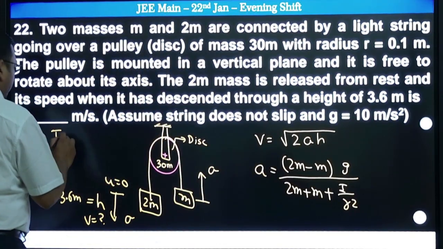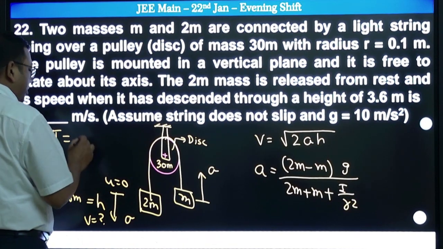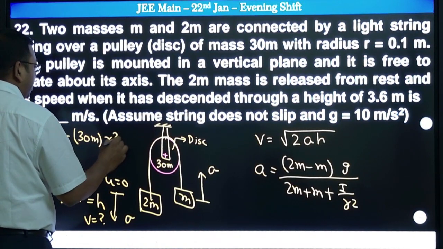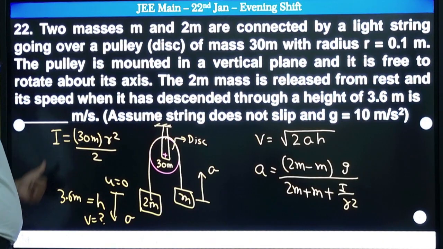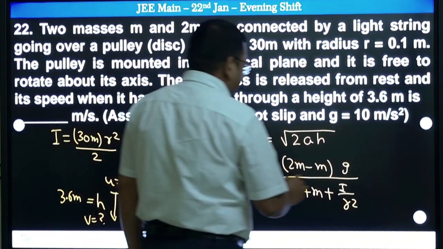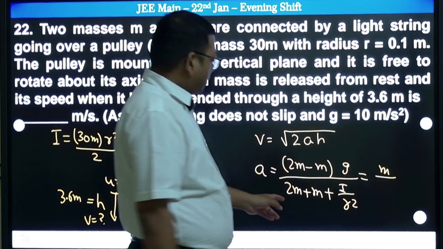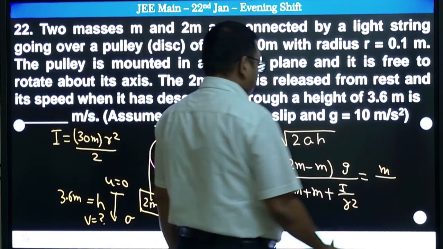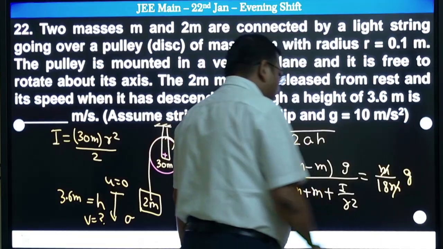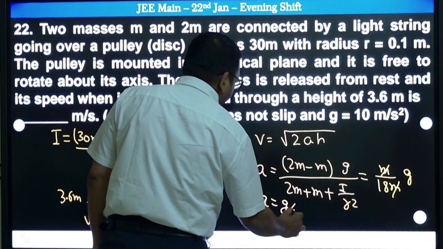So I is how much? What is I? It's a disk. So mr square by 2. So mass is 30m, r square by 2, right? So I by r square will be 15m. So this will come as 15m. Now you calculate. So this is m divided by 15 plus 3, 18m, 18m into g. So from here g by 18 we are getting. So acceleration we are getting as g by 18.